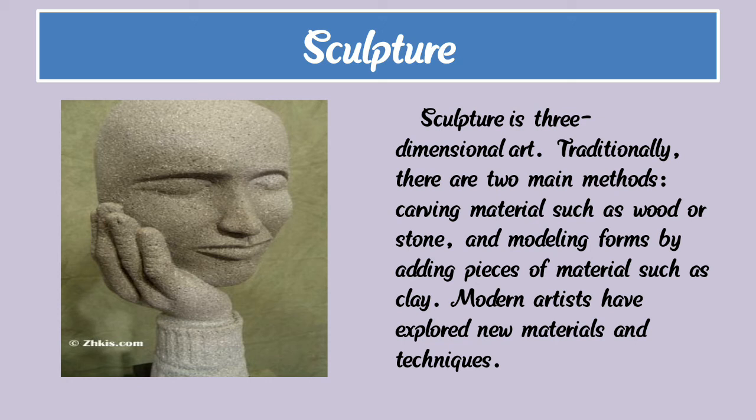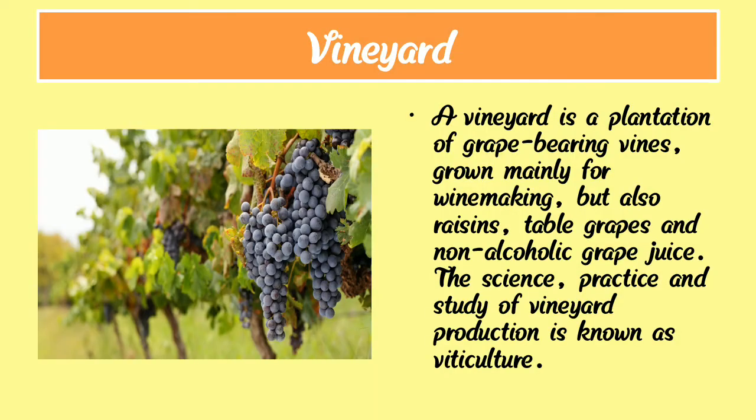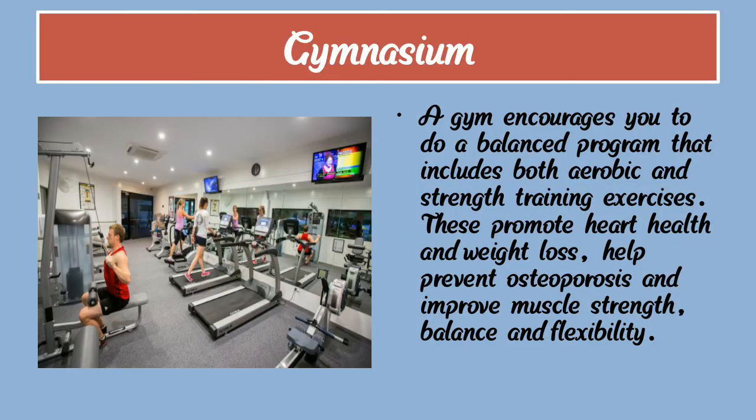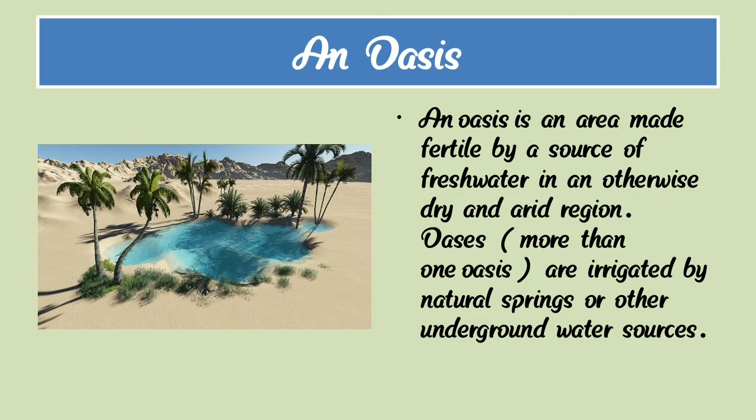In today's lecture, we will learn about different things. We will see first an oasis. What is an oasis? A green fertile area in a desert is known as an oasis. Here we can see a photograph of an oasis, and we find that it is in a desert.